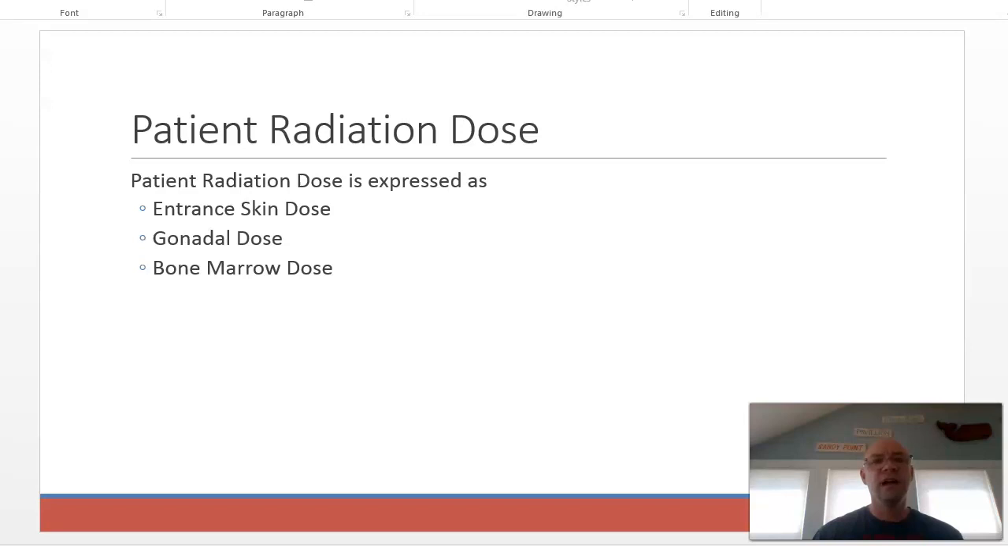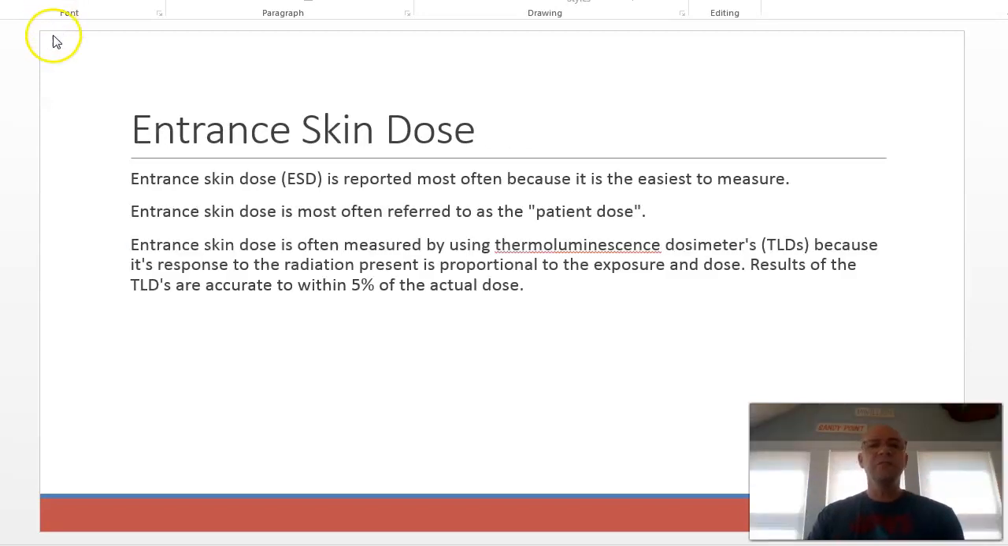Now, there are different kinds of patient doses that we record or study. The one I'm going to focus on is entrance skin dose, and that is the one most relevant to diagnostic radiography. Gonadal dose and bone marrow dose, I'm just going to give those a flyover. Maybe you'll discuss them a little bit more with Russ in the fall, but just so you know what they are and how they're used. But for all intents and purposes, we are going to really focus in on that entrance skin dose, and you'll find out why.